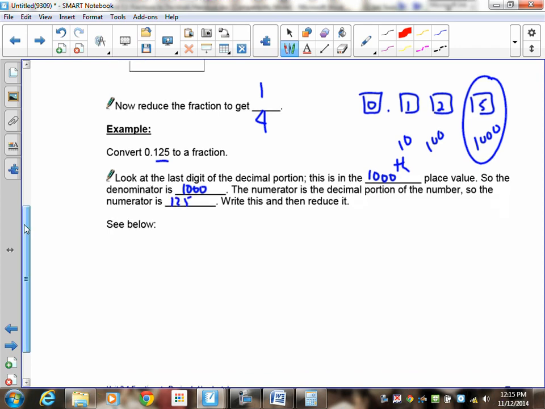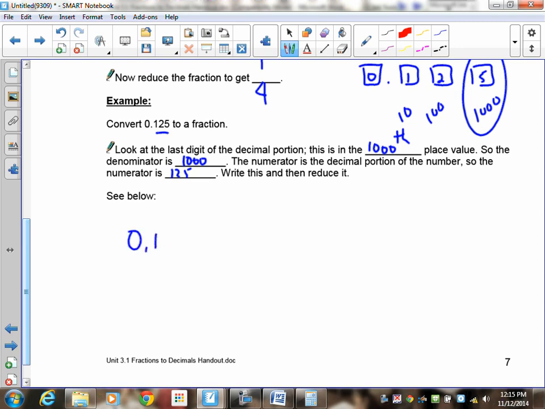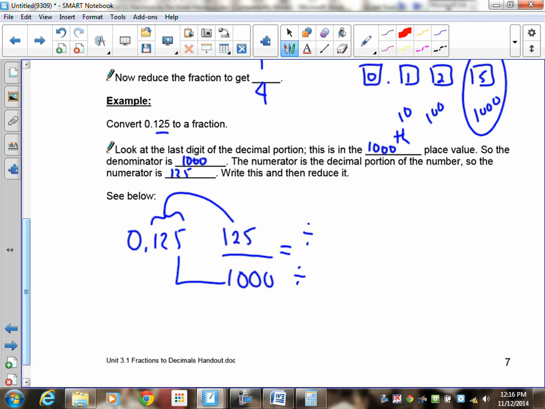So write this down and reduce it. So you're going to have 0.125. This is in the thousandths place. This here is 125. So now you have to reduce this. Now, if you can't remember how to reduce, find a number that goes into 125 and 1,000. In this case, I know that anything divisible by a 5 ends in a 5 or a 0, so I can divide both of these by a 5. 125 divided by 5 is actually 25. And 1,000 divided by 5 is 200.